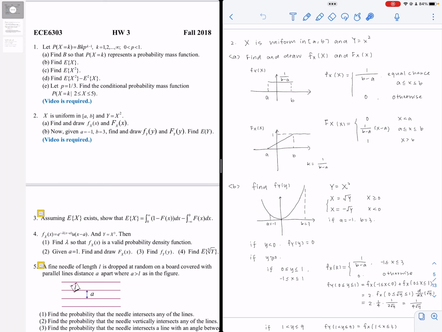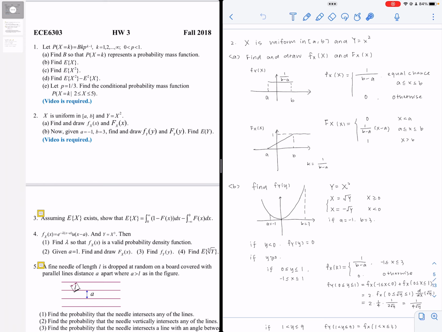And the cumulative probability is also pretty easy. This is pretty much just a horizontal line. Right. And then we'll just have, if we're outside this interval, if we're left of A, then we don't get anything, right? So the probability will be 0.